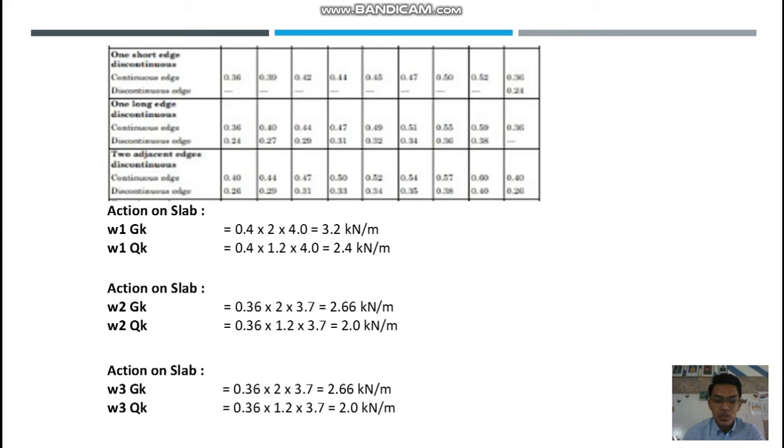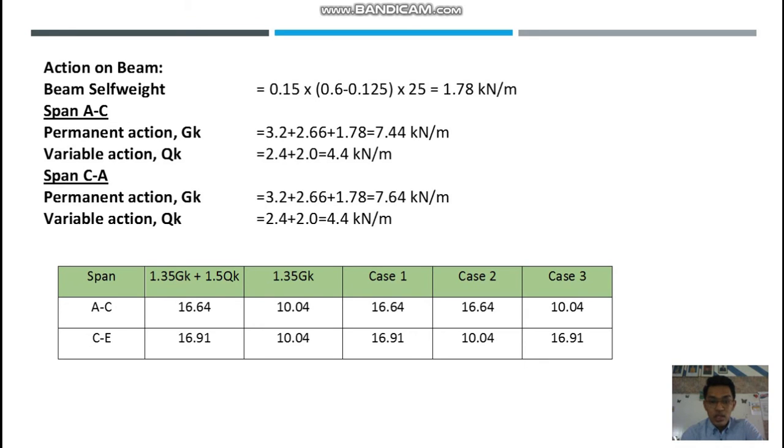For W1 Gk, we get 3.2 kilonewton per meter, and for Qk we get 2.4 kilonewton per meter. For W2 Gk, we get 2.66, and for Qk is 2 kilonewton per meter. Same with action on slab for FS9. For action on beam, we use the dimension of slab to find the value for beam self weight, and the value for beam self weight is 1.78 kilonewton per meter.